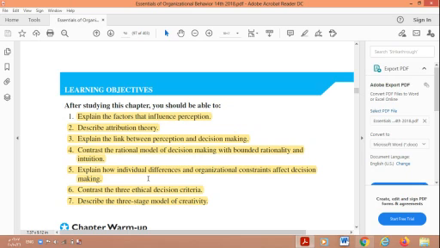Okay, number 4, to contrast the rational model of decision making with bounded rationality and intuition, which talks about the different models or methods used for making decisions, whether it is rational or bounded rational or intuition, and explain how the individual differences and organizational constraints affect the decision making. Also you should be able to construct the 3 ethical decision criteria, and last describe the 3-stage model of creativity.